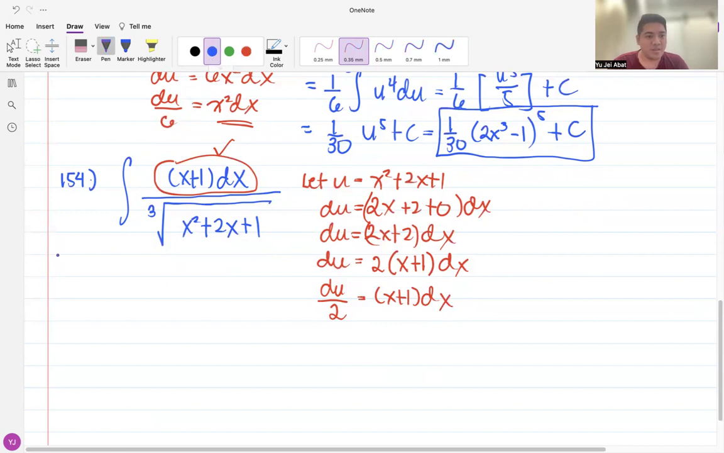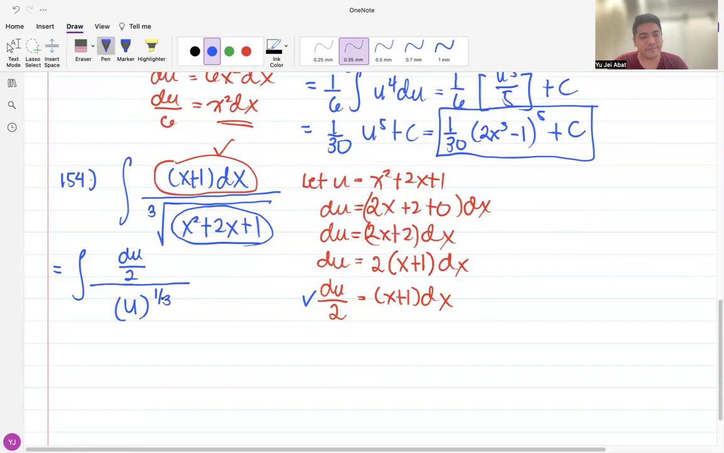So continuing our discussion here, I can now finally substitute x plus 1 dx as du over 2. Don't forget that, all over we have the cube root, which is u. So we have the cube root of u, which in exponential form would be u raised to 1/3.